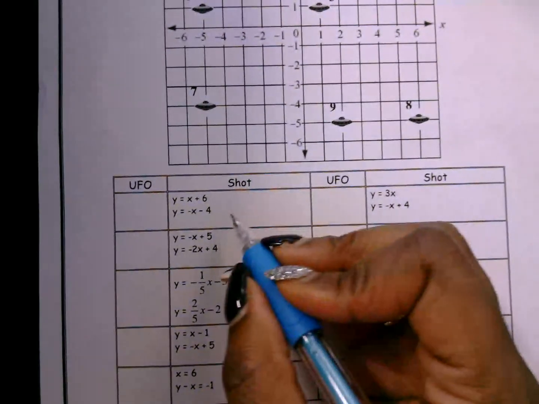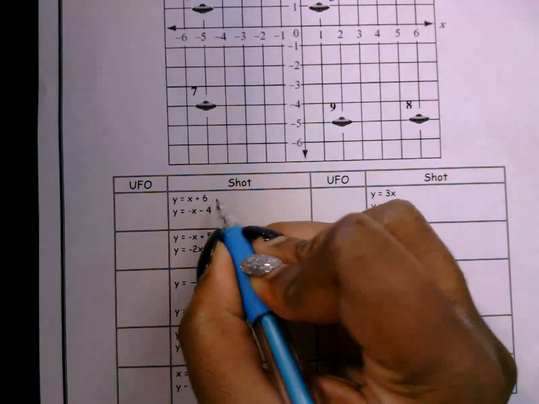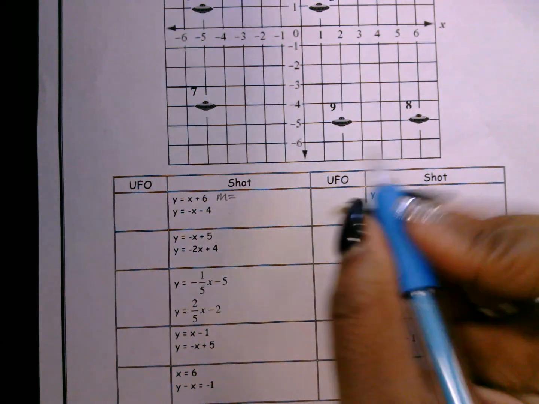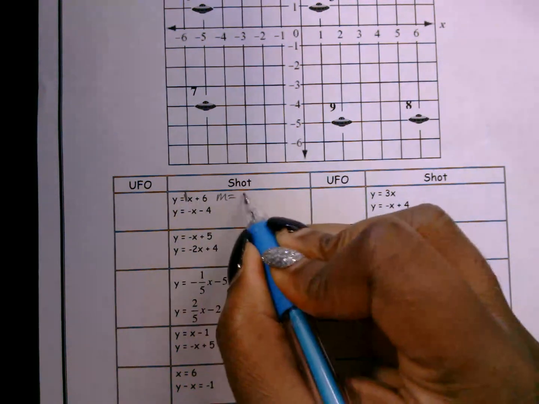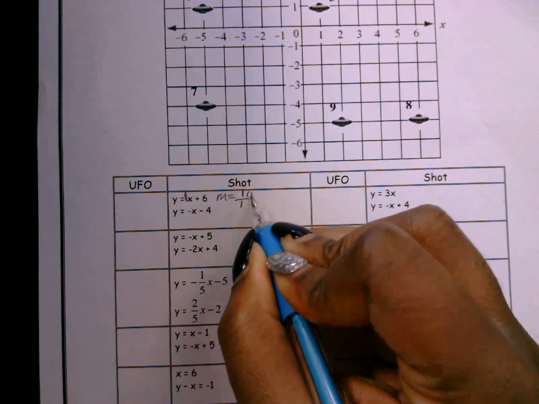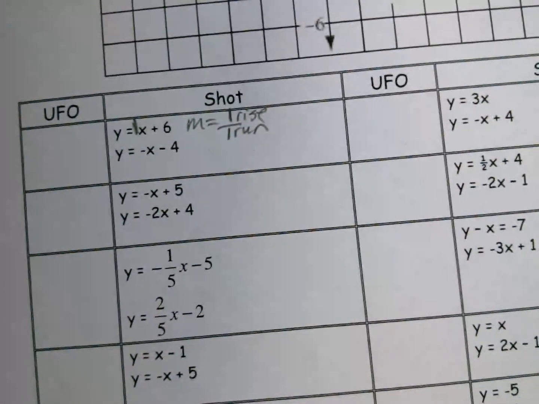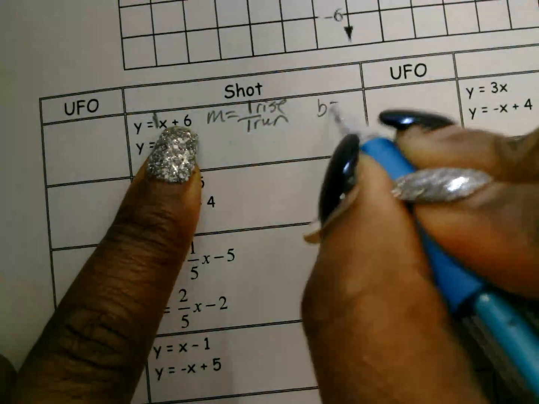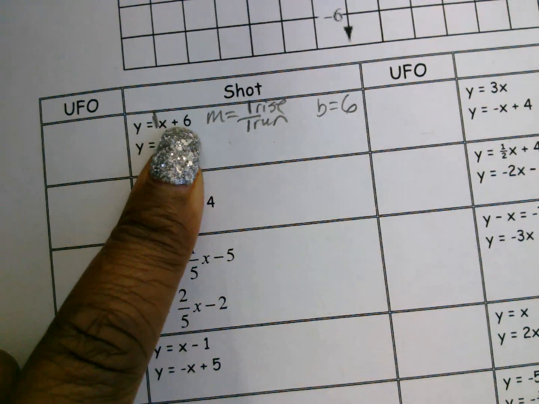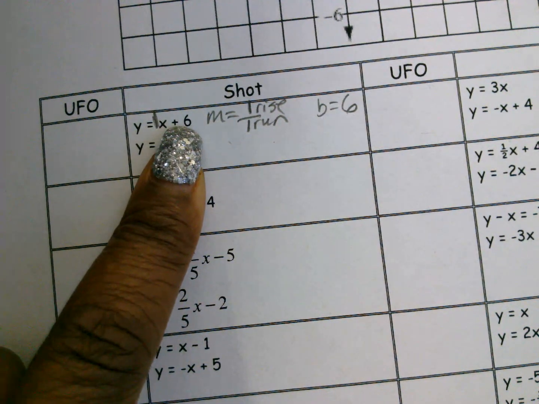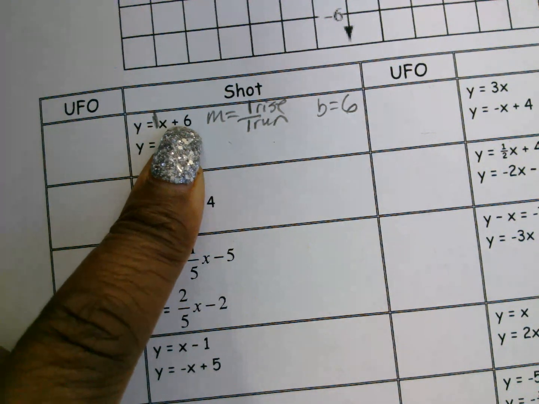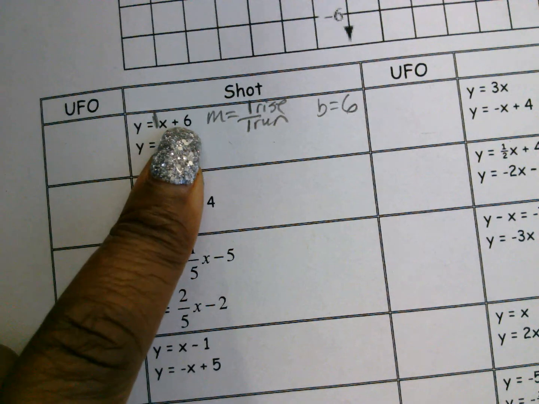I am going to graph both equations. This is my M. My M here is 1. So I write 1 over 1. This is my rise. This is my run. Any questions about how I identify what the slope is? My B is a positive 6. That's the number that has no variable attached to it. Any questions about how I did that? Please write that in. If you don't have it written in, please write it in so you can get credit.